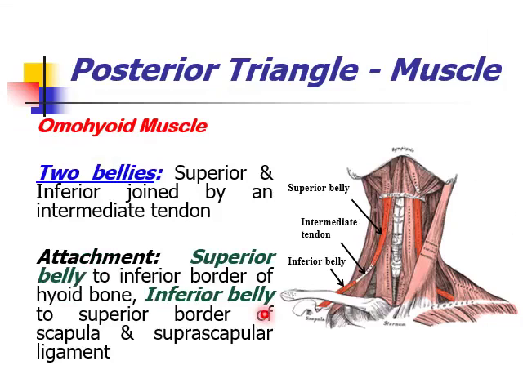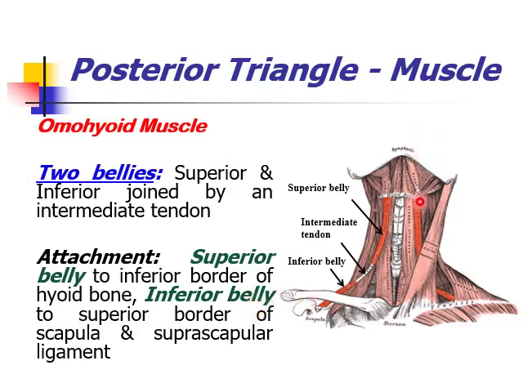The first item as a content of the posterior triangle is the muscular part of the posterior triangle as a content, not as a boundary. So as a content of the posterior triangle, we only have one muscle to be considered. The muscle called omohyoid has 2 bellies, a superior and an inferior one, with an intermediate tendon.